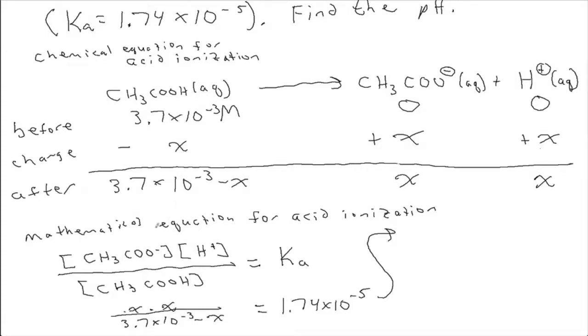So would you agree? That means that 3.7 times 10 to the negative 3 minus X is going to be approximately 3.7 times 10 to the negative 3. That is, if you subtract a much smaller number from a bigger number, the number doesn't change very much. Does it make any sense?